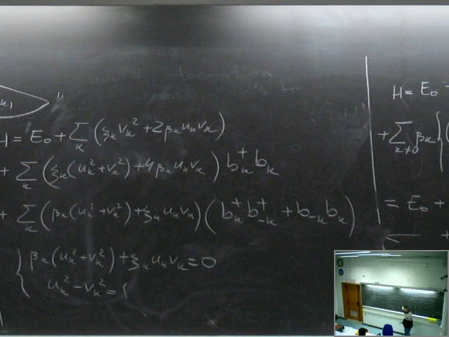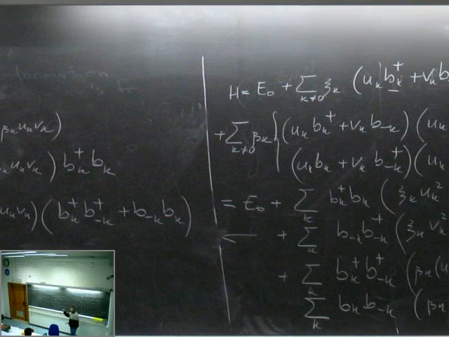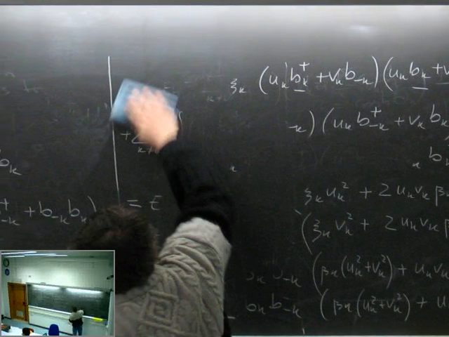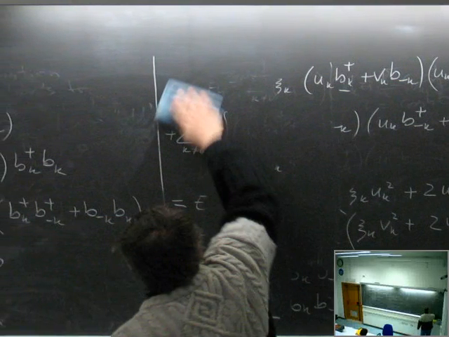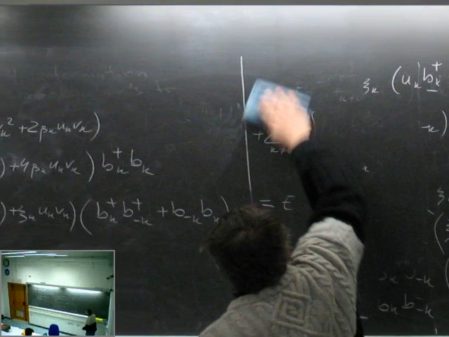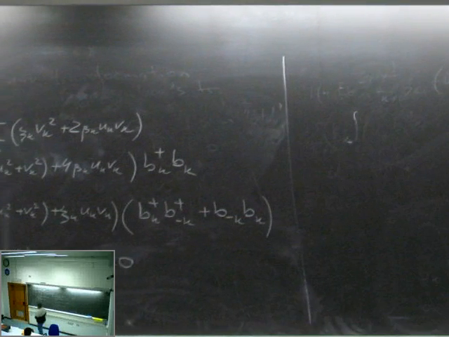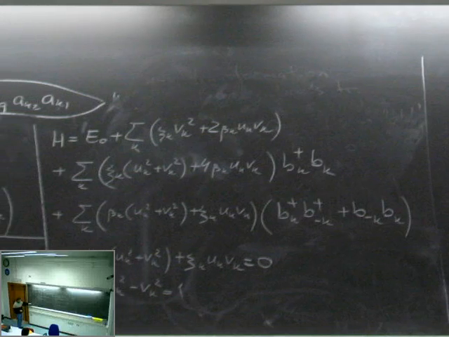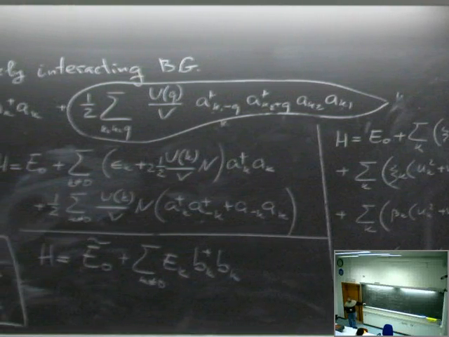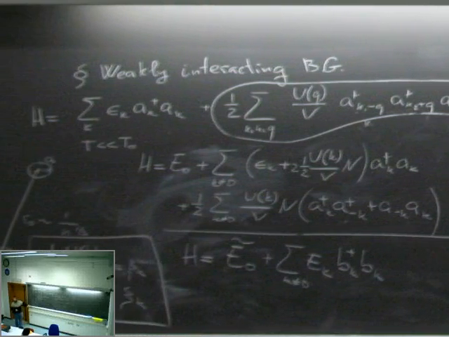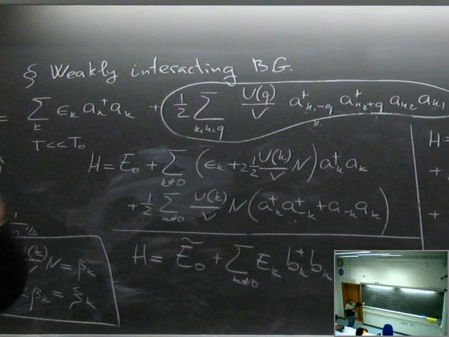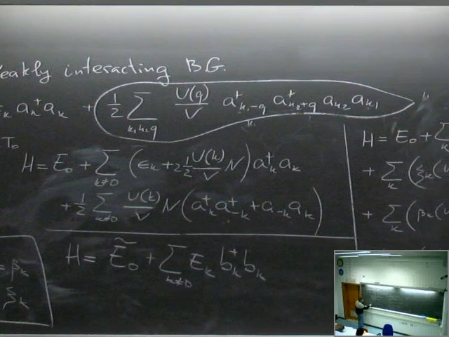Have you ever diagonalized a Hamiltonian with that kind of transformation in your other lectures?